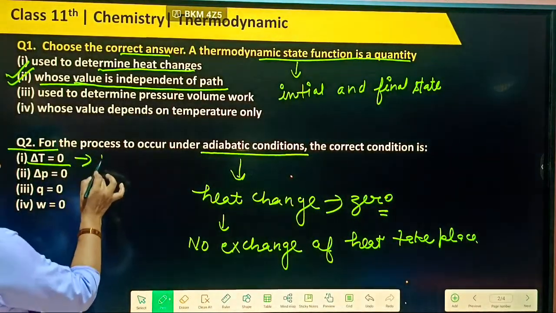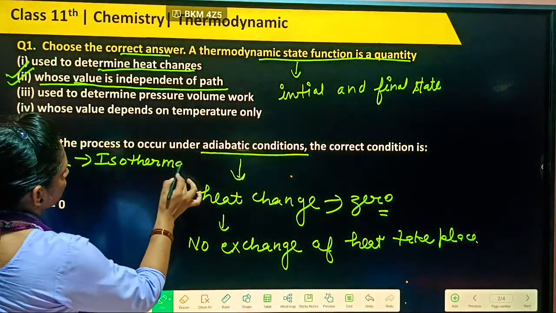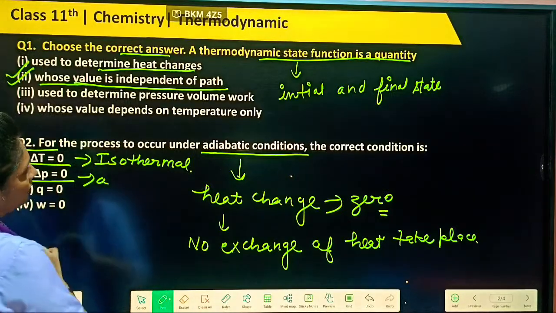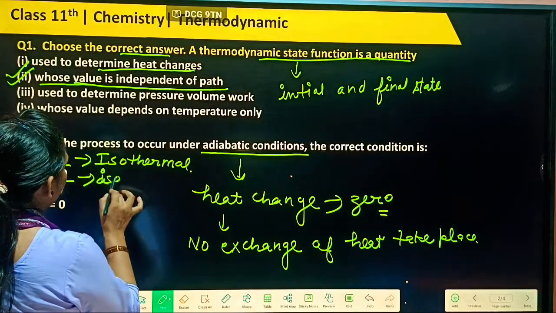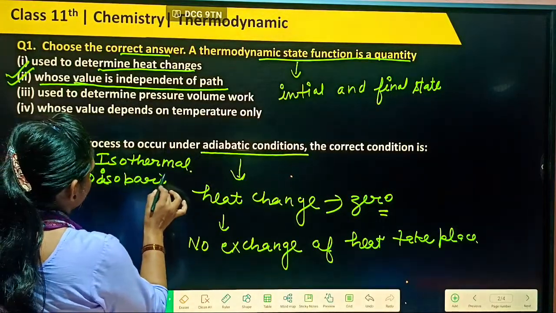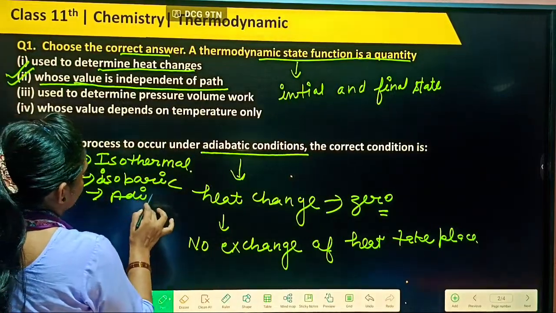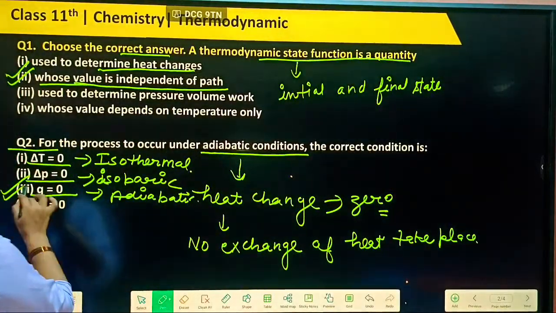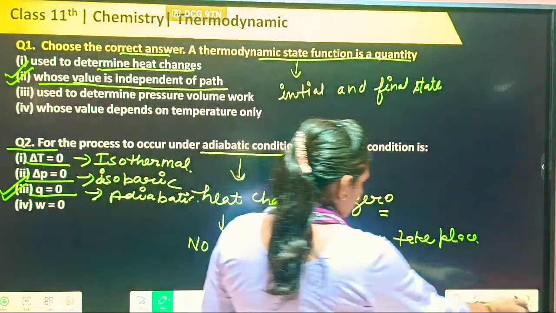No. For del T is 0, it should be isothermal. Del P is 0 is isobaric. Q is 0 is adiabatic. So here students, option 3 is the right option for this question.